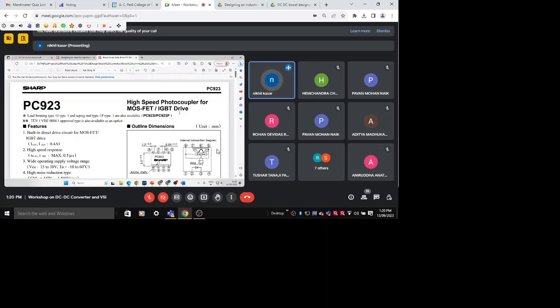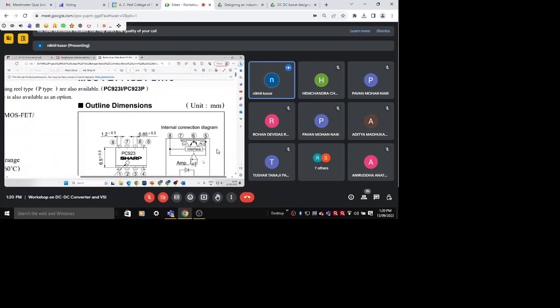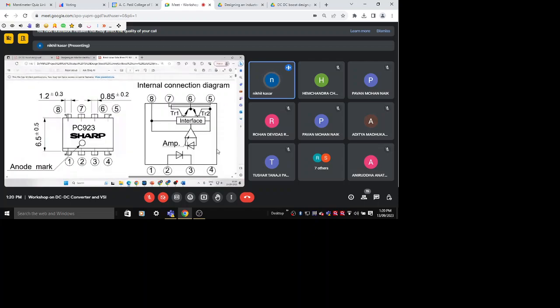So see the internal diagram of this IC. There is a diode between two pins, and here at pin number, it is grounded. The ground of the IC 555 should also be connected here. So output pulses are given here. So this LED will be blinking. This is the LED. The LED will be blinking inside the IC.